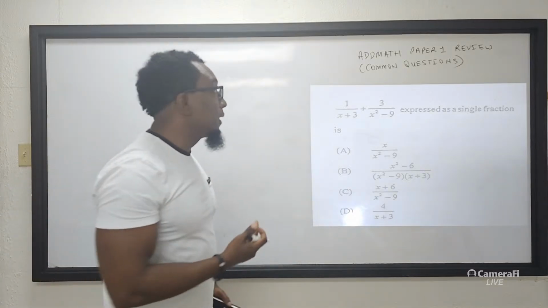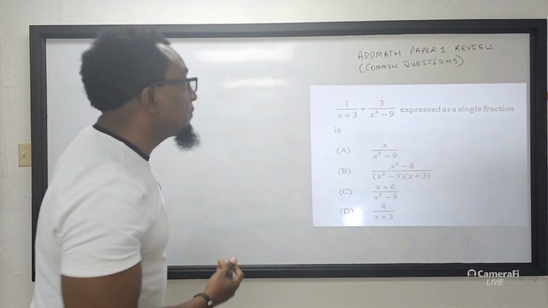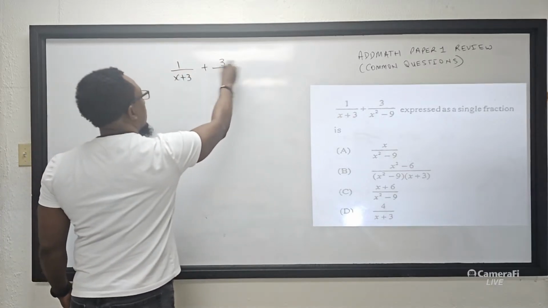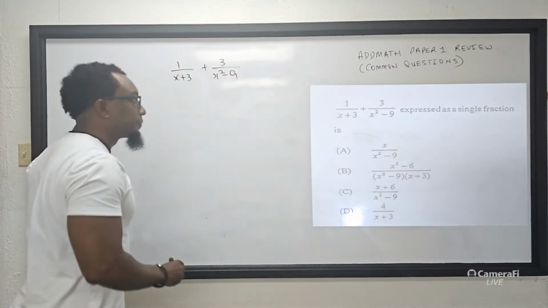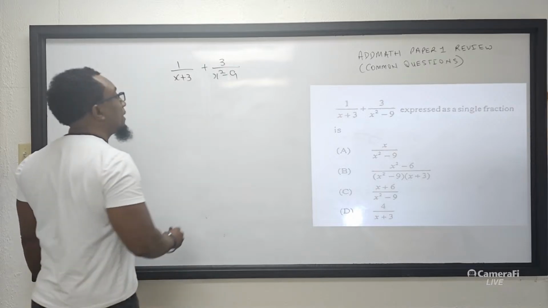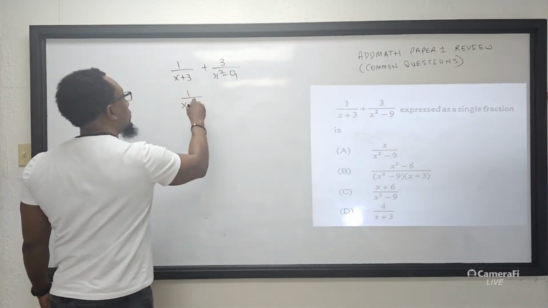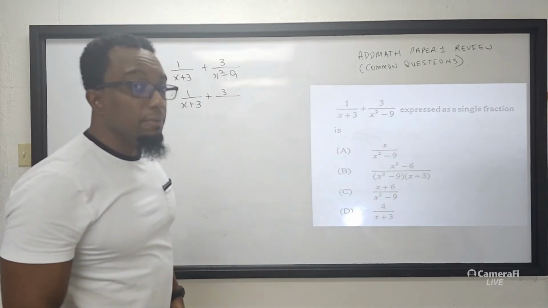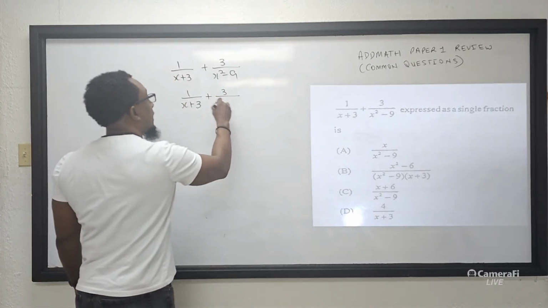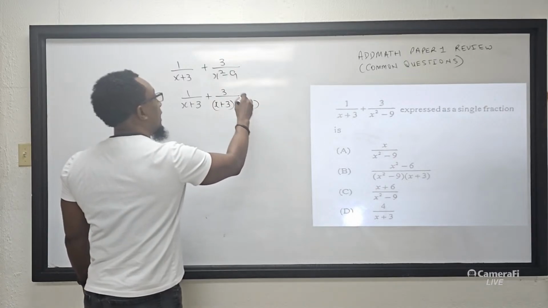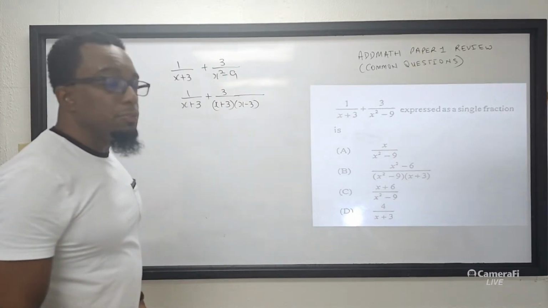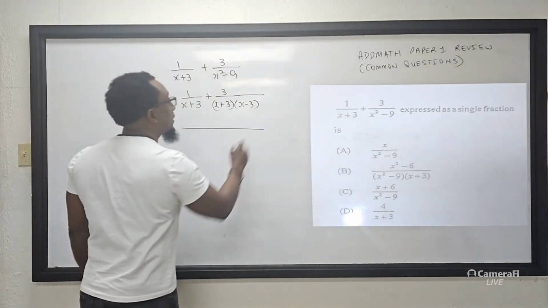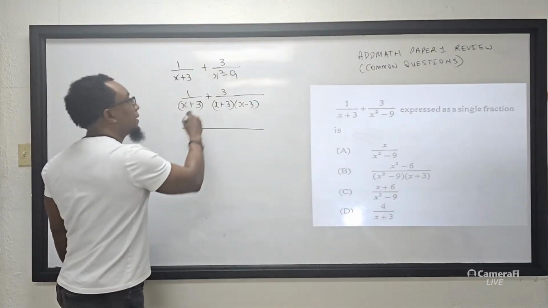So another common question, expressed as a single fraction, we have 1 all over x plus 3 all over x squared minus 9. So first to obtain a result for this, 1 over x plus 3, x squared minus 9, we know we can factorize that. That is the difference of two perfect squares. This is x plus 3, x minus 3. And you know, once we have fractions, we're adding or subtracting fractions. We find the LCM. The LCM will be 1 of each.